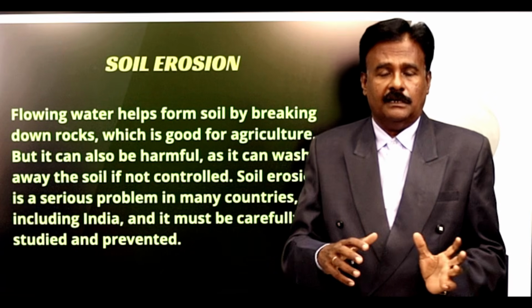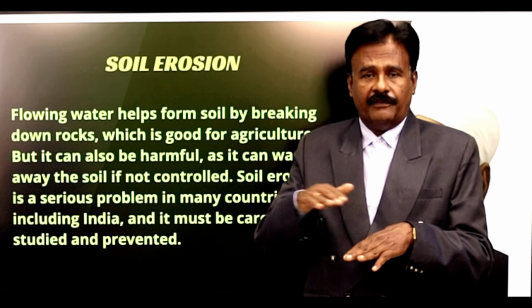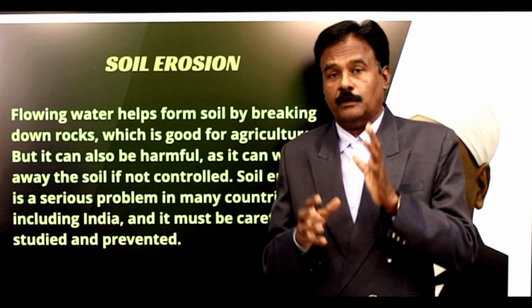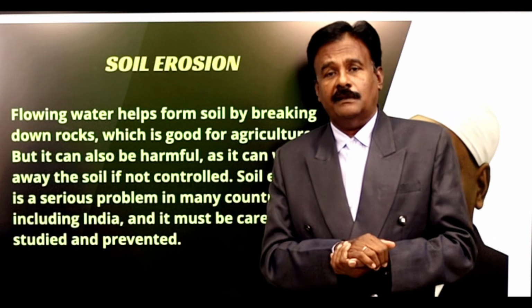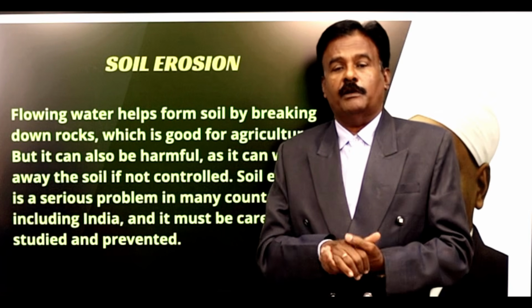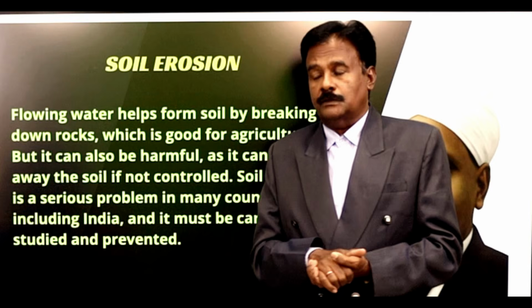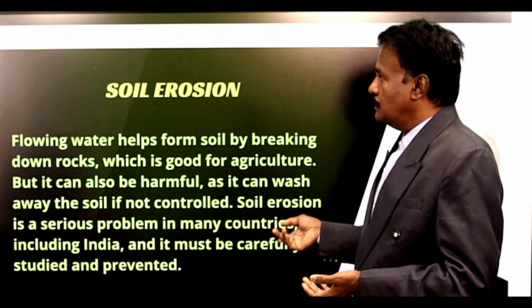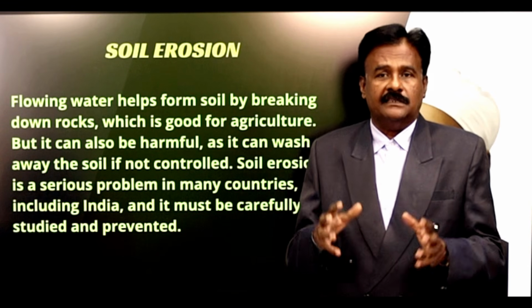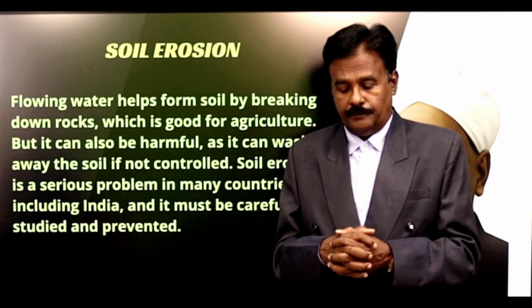High speed water can take away the surface soil. Six inches is called surface soil. You know how much time it will take to form 6-inch surface soil? It will take 50,000 years. So such soil can be eroded because of floods. So soil erosion takes place. It's harmful for us. Land will become barren if the entire surface soil is washed out.